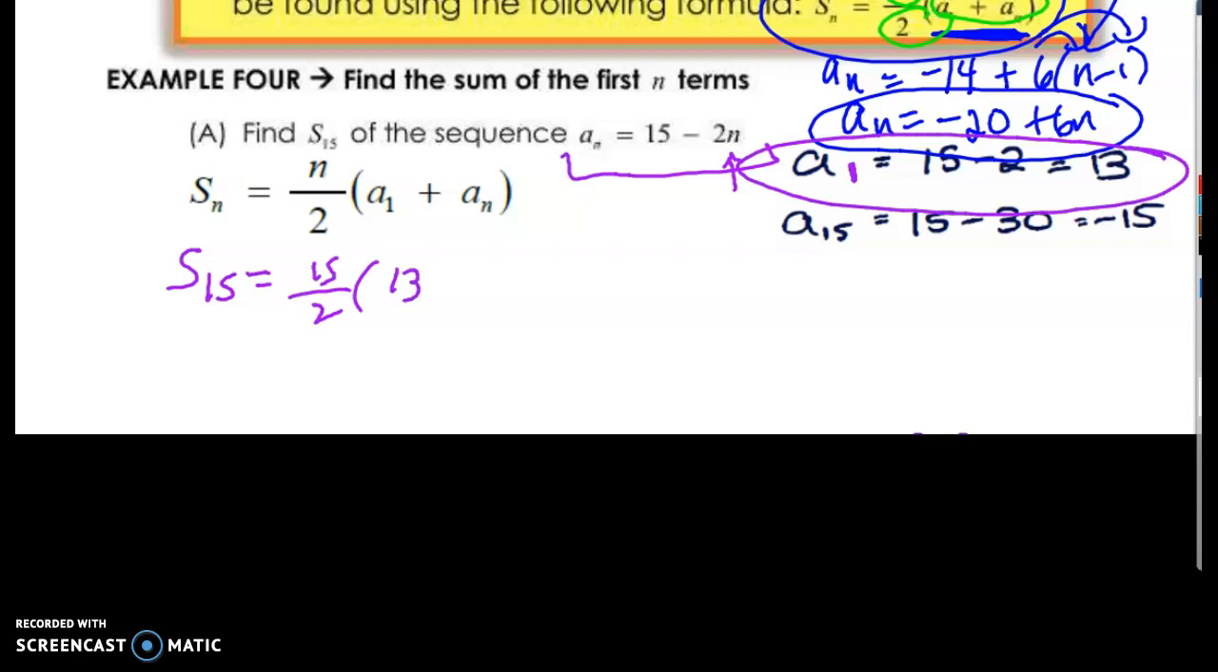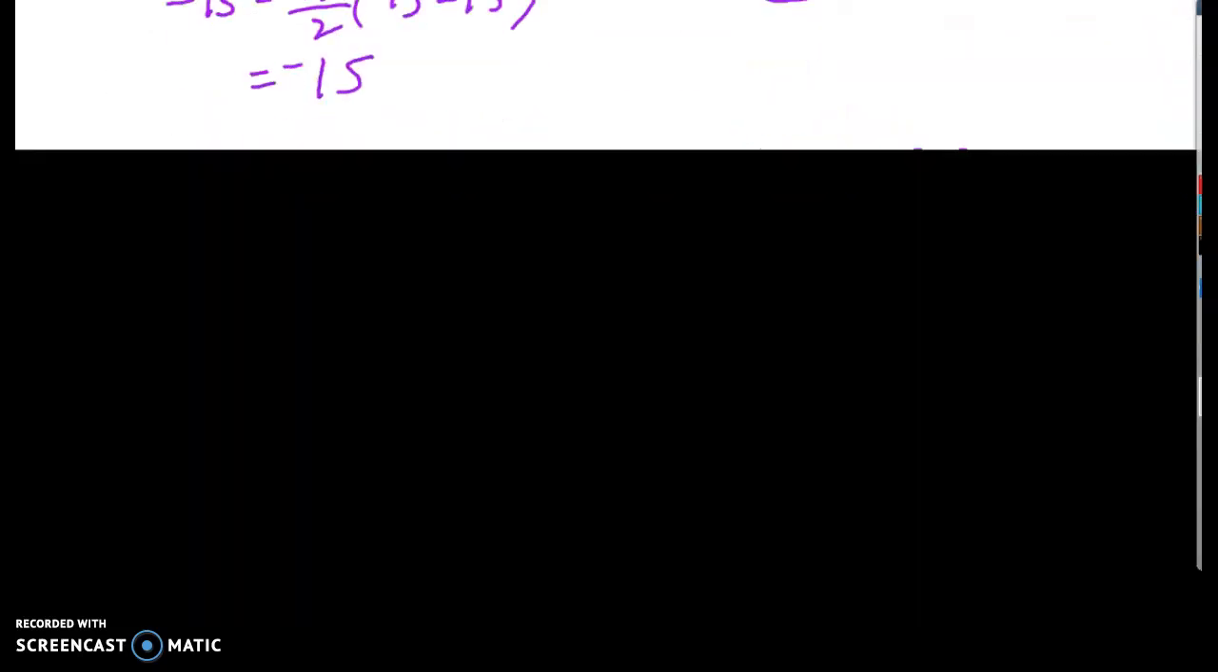And then we're trying to find the 15th term, so let me find what that is first. If I plug in 15 here for n, I'm going to get 15 minus 2 times 15, which is 30. So a sub 15 is -15. So we have to find those values first before we can use the formula. And then you'll see this ends up being a -2, and that cancels with the 2. The sum ends up being -15. Yeah, that's it for that one.